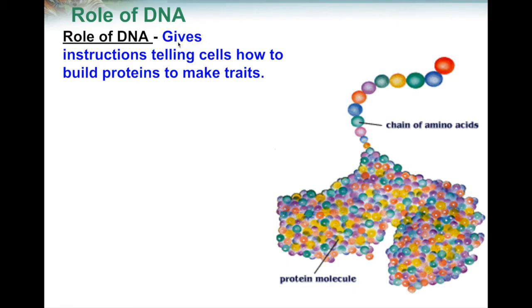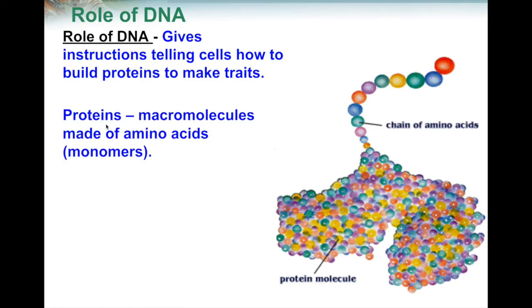It gives us instructions for how our cells work, and also instructions for building proteins, and those proteins are important for helping us to make traits. So for instance, for your hair, there's proteins that make up the hair color, there's proteins that make up your skin color, and things like that.